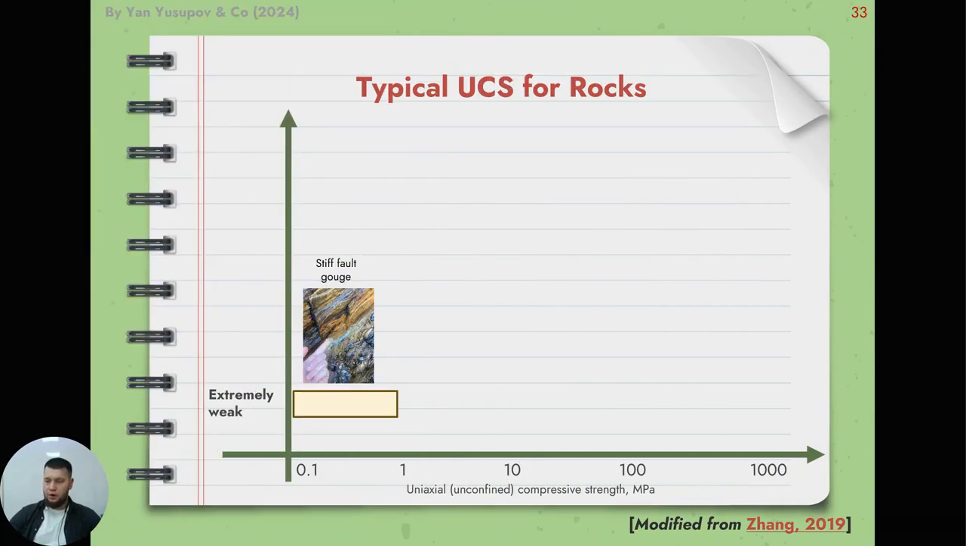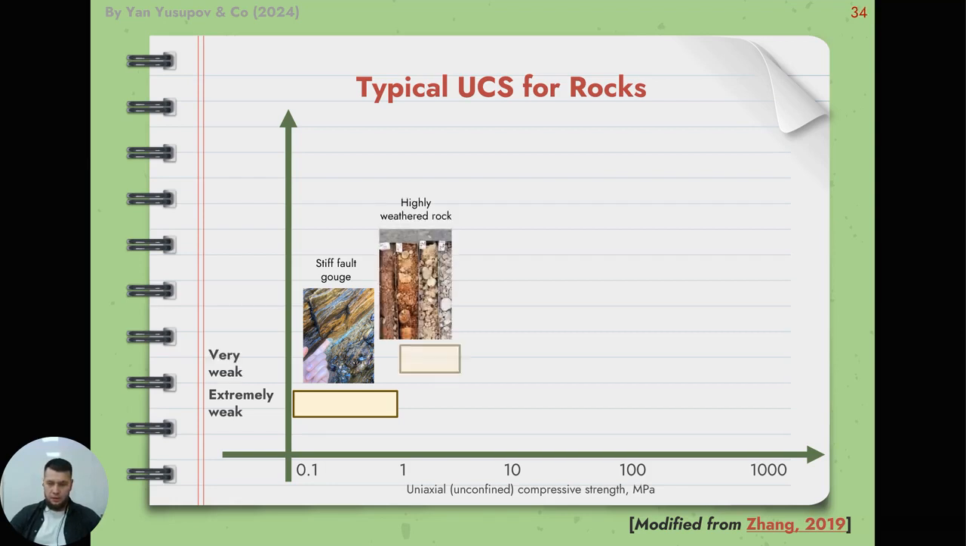According to John, rocks can be classified according to their UCS. The first group of rocks is extremely weak rocks. Their UCS is from 0.25 to 1 megapascal. The second group is very weak rocks, from 1 to 5 megapascal. Weak rocks are from 5 to 25 megapascal. They include rocks such as chalk.